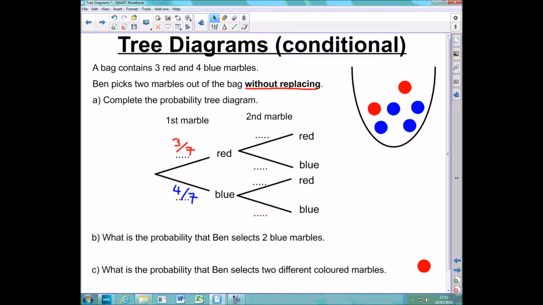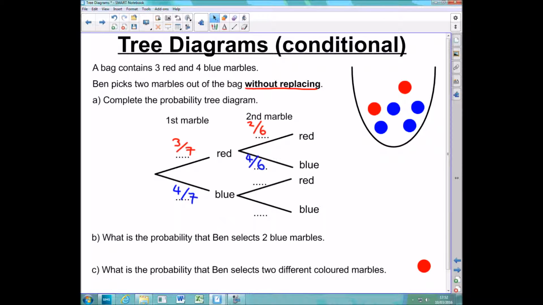I'm going to take the red marble out, and you can see the number of marbles has changed, and also the amount of reds has changed. So our probabilities have changed. So instead of now being 3 out of 7 again, I've got 2 reds, and this time it's out of 6. My blues, the number has stayed the same, but this time it's out of 6 marbles.